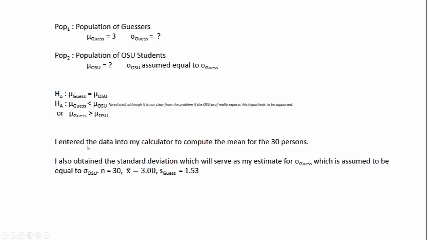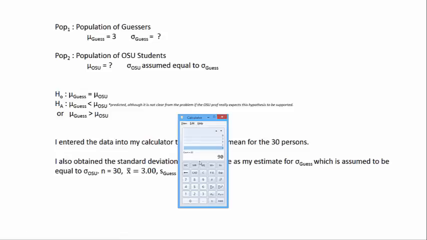Now what I did next is I entered the data, the 30 numbers, into my calculator. So let me show you that. So here I've entered the numbers into my calculator. I select my mean key, and it turns out to be exactly 3.0. So the mean for the class was exactly 3.0.